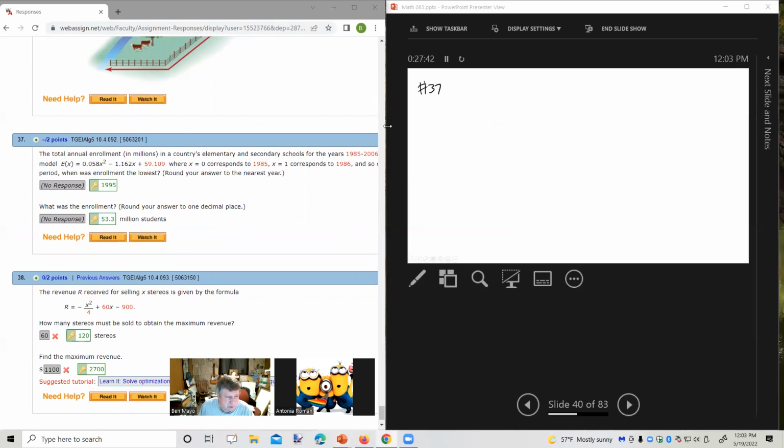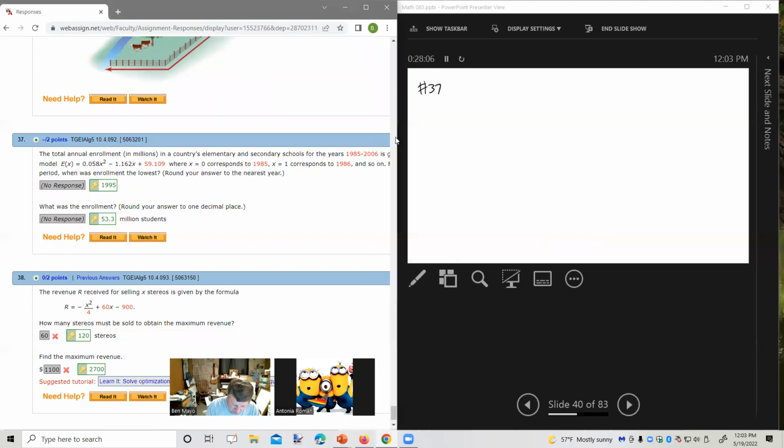The annual enrollment in millions in a country's elementary and secondary schools for the years 1985 to 2006 are given by the model, where X equals 0 corresponds to 1985 and so on. For this period, when was enrollment the lowest? Round your answer to the nearest year. Okay. So our equation, E of X equals 0.058X squared minus 1.162X plus 59.109.